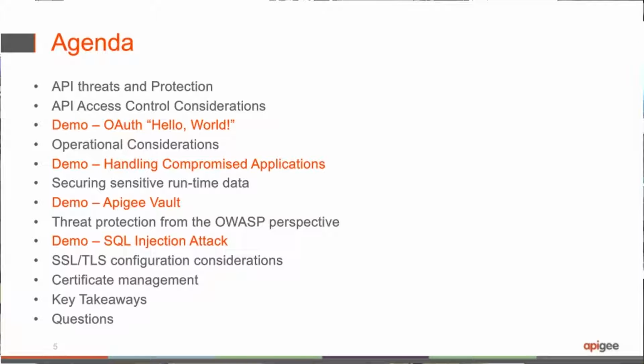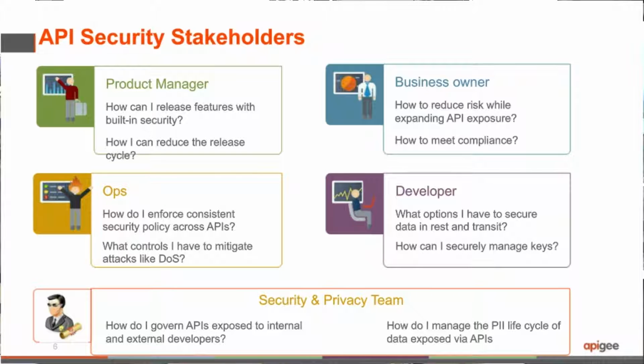We'll be talking very briefly about some of the best practices for securing runtime data, and then we'll get into threat protection from the OWASP perspective and talk a little bit about the OWASP top 10. And finally, we'll wrap up with some great information about SSL and TLS configuration and certificate management in the Apigee system. We'll have time at the end for questions, so please save those up, and we'll take them in the last 10 or 15 minutes of the session. This is not an API 101, this is going to be a deep dive. So we'll quickly dive into the various topics.